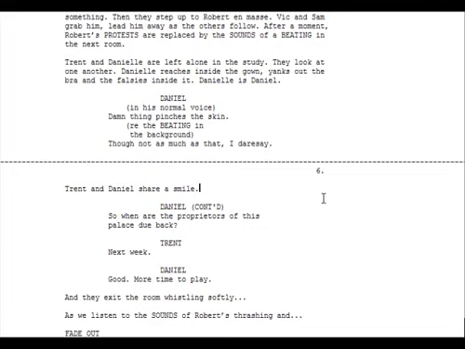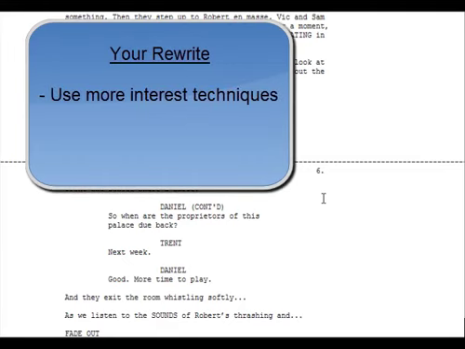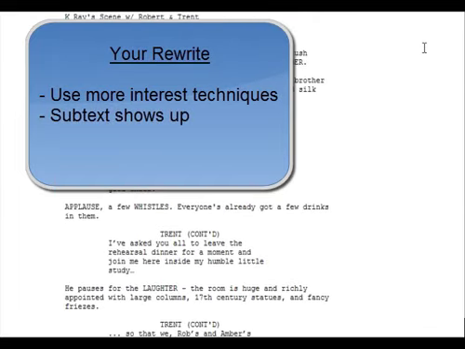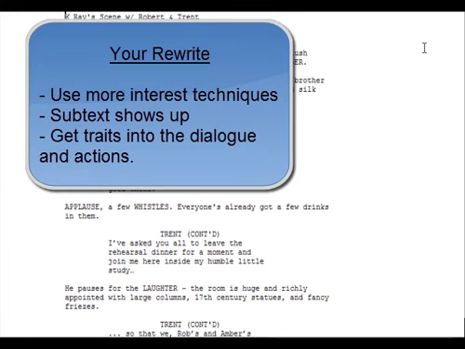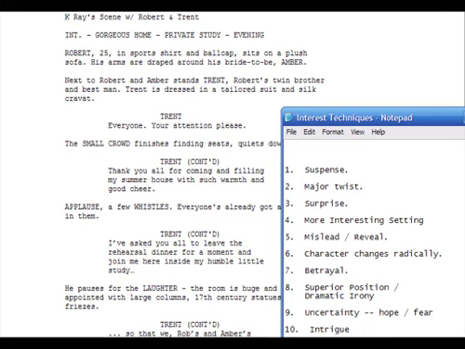Now, for everyone else here, my purpose here is to present this so that you've got something to look at, so you can see all of these different techniques. So when you do your rewrite, which is the next thing on the horizon here, I want you to go back and do everything you can to use as many of the interest techniques, to make sure that the subtext is clearly showing up, and to do everything you can to get these traits into the dialogue and into their actions. And if you get confused along the way, come back and watch this video again.